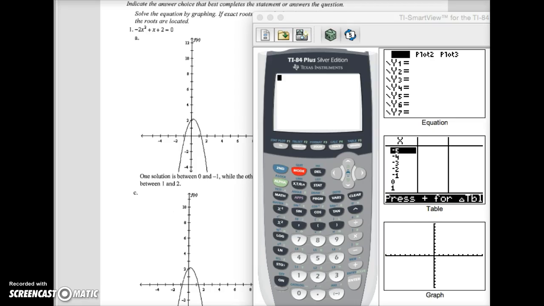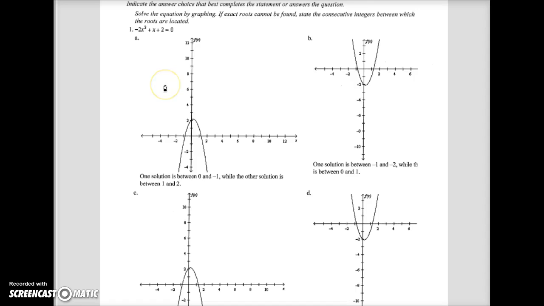All right, in this video, we're going to be going over the answers to the Unit 1, Lessons 1 through 3 quiz. So over here, the first question on the quiz said that we need to solve the equation by graphing, and if exact roots cannot be found, to state the consecutive integers between which the roots are located. And we are looking at the equation negative 2x squared plus x plus 2 equals 0.